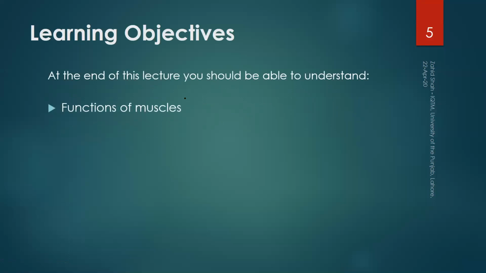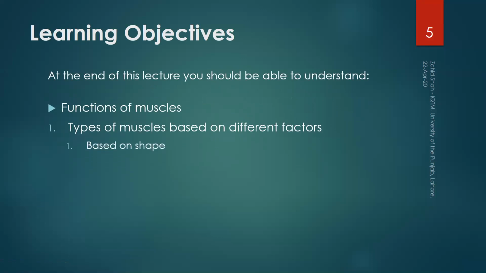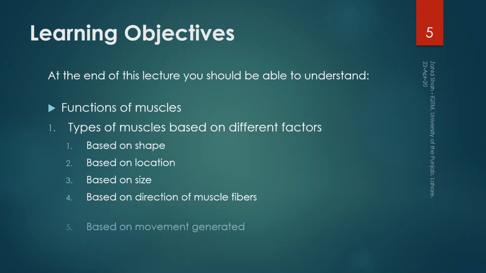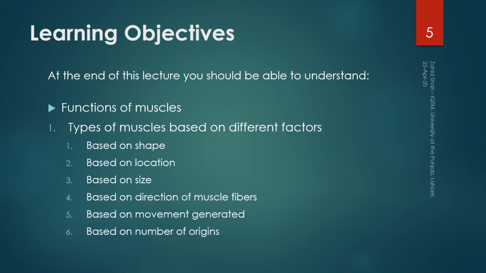And we will see the functions of muscles, and then we will see the types of muscles based on different factors. So we will see, for example, types of muscle based on shape, based on location, based on size, based on direction of muscle fibers, based on movement they generate, and based on number of regions.